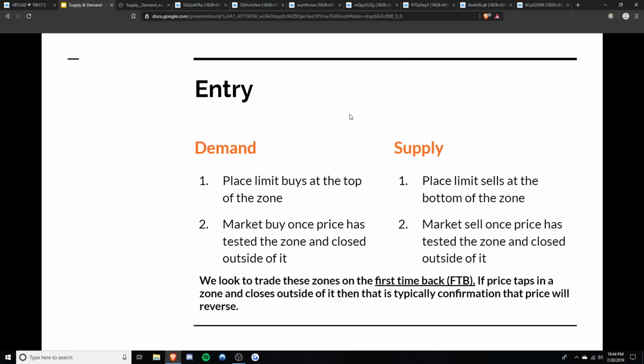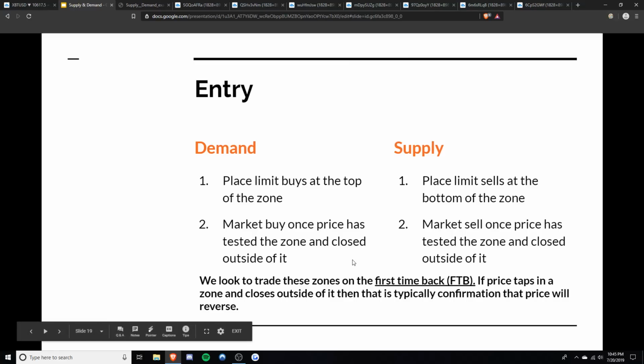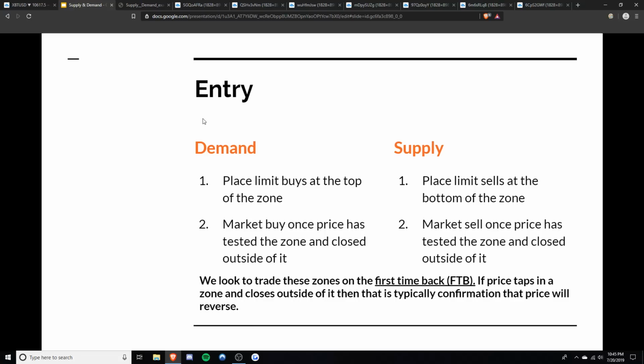I personally like to wait. I don't like to place limit orders because, especially in crypto, you never know, because price can just rip through one of these supply demand zones. As much as it can be a key zone, it can get a perfect score in the odds enhancers, price can still just rip through it. Doesn't happen that often, but if it does, you don't want to just get filled and stopped out on the same candle. I don't like doing that. So I like to market buy once price has tested the zone and closed outside of it. That's typically the way I go. But yeah, that's pretty much it for the entry.